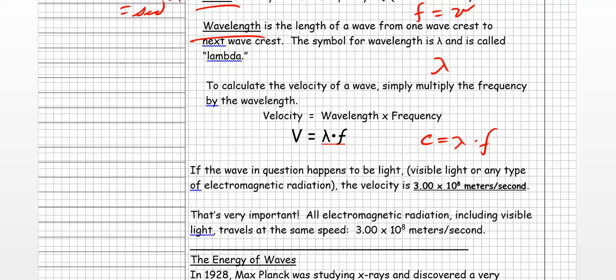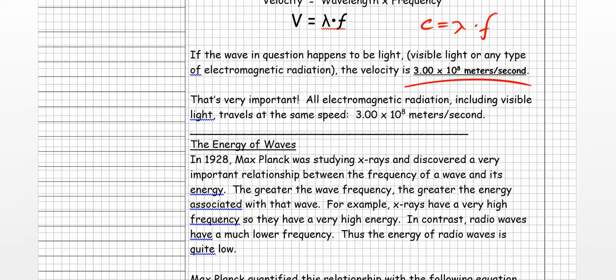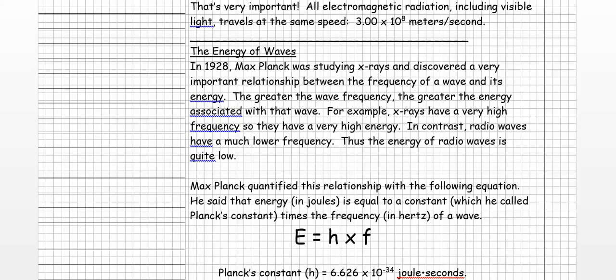If the wave in question happens to be light, visible light, or any other type of electromagnetic radiation, the velocity is this number. It's 3.00 times 10 to the 8th meters per second. Now that's very important. All electromagnetic radiation, including visible light, travels at the same speed, 3.00 times 10 to the 8th meters per second.